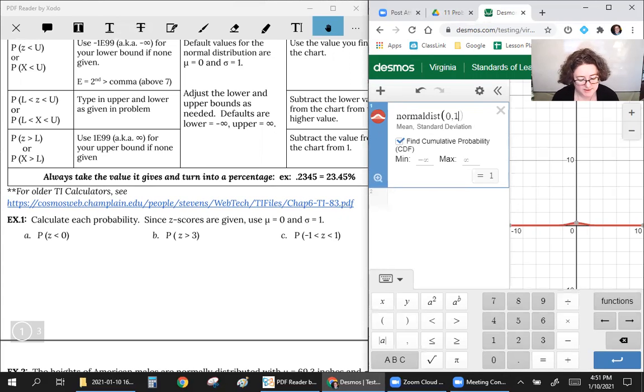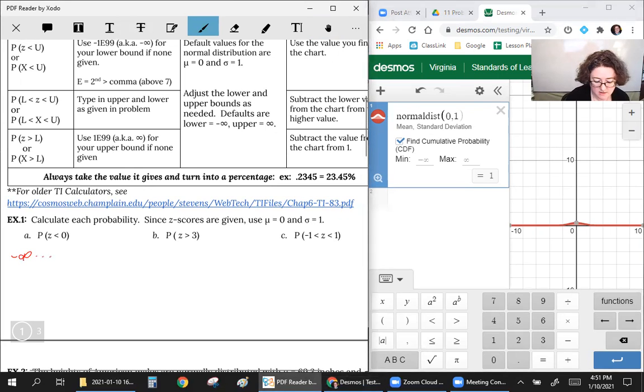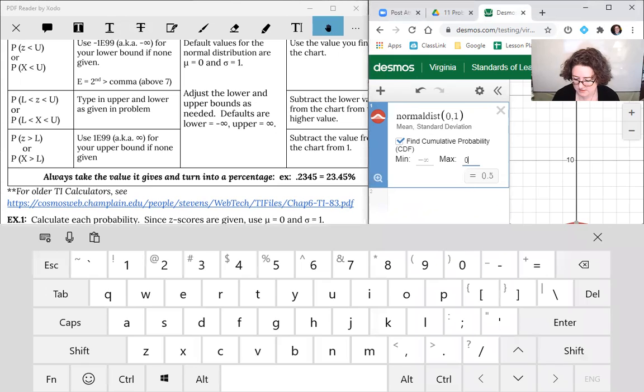So this first one, we're looking for the probability that Z is less than 0. So if we think about this in terms of more like almost an end behavior or a range, less than 0 means we have to go from negative infinity up to 0. So that's what I'm going to type in for my minimums and maximums. My minimum is negative infinity. And you'll actually notice the calculator, that's the default value for the minimum. And then my maximum is going to be the 0. So I just need to type into that spot 0.